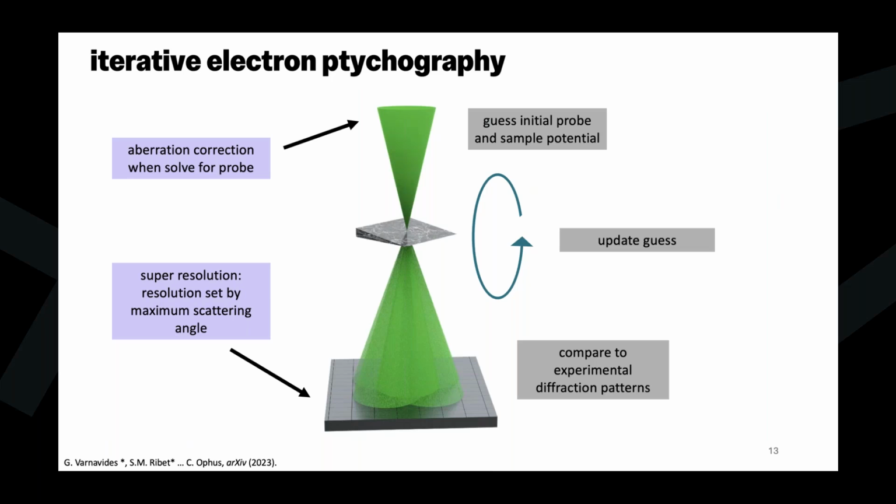And this gives you a number of advantages. First, you can do aberration correction, so you solve for your probe and you can deconvolve this from your diffraction data. And one thing you can also do is what's called super resolution. So you can move beyond the 2 alpha limit that you might be familiar with in dark field imaging. So on the next slide, I have just one very brief example of the power of ptychography.